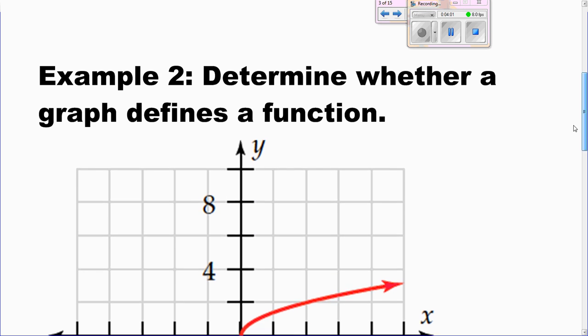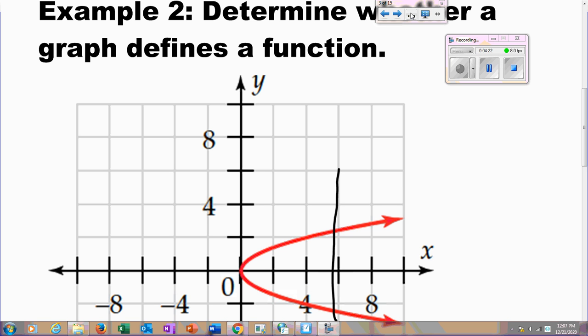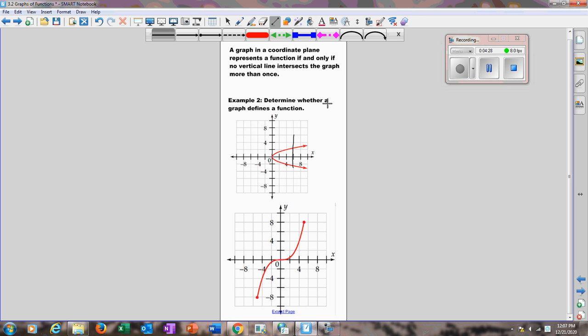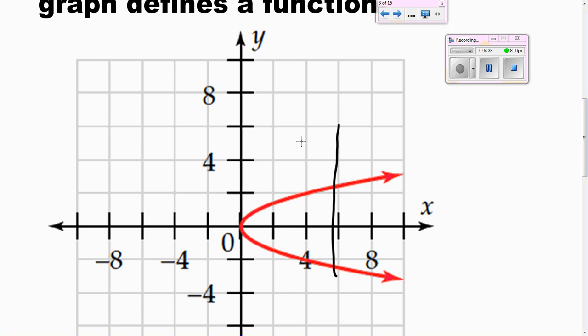Example 2, determine whether a graph defines a function. Well, here if I draw a vertical line in at any one of these points, that's supposed to be vertical. Let's see if we can make it. Yeah, we have to zoom back out in order to make it work. But in order to create a vertical line here, straight up and down, now when I draw that, it goes through two separate points. It goes through the point here and the point here. So this would not be a function.